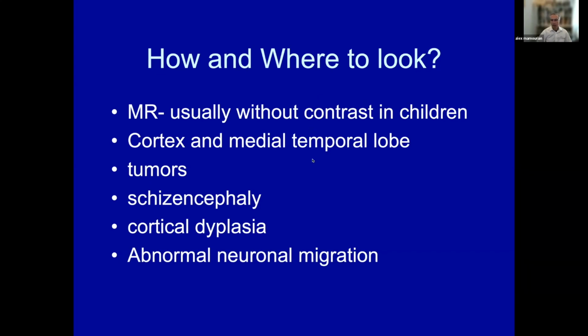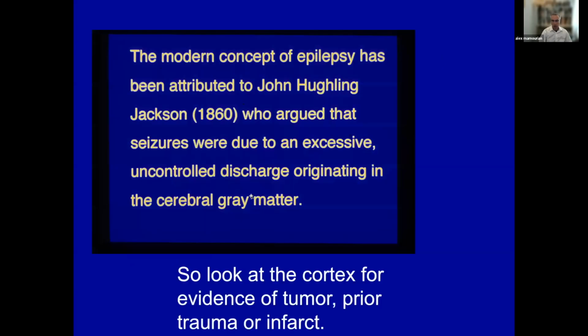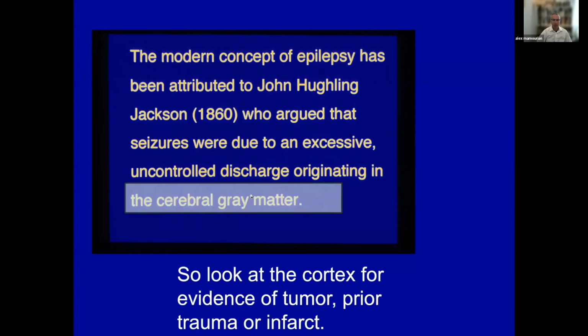These are high likelihood spots for a seizure focus. Obviously, we're going to be looking for tumors, but we'll also look for malformations of the brain, such as schizencephaly, cortical dysplasia, and abnormal neuronal migration. So it's a long shopping list of things you look for. But again, this goes back to Hughlings-Jackson, 1860, who argued that seizures were due to an excessive, uncontrolled discharge originating in the cerebral gray matter. And pretty much that's the way we still think about it.